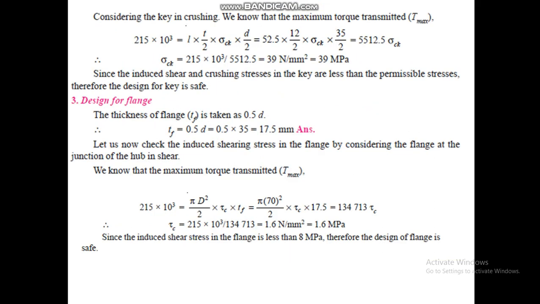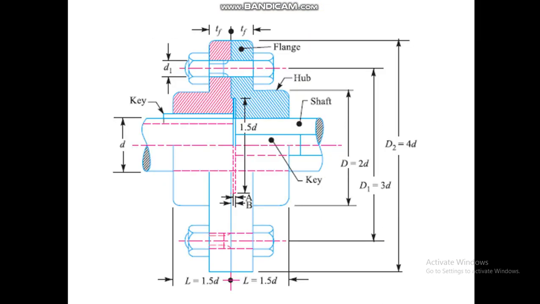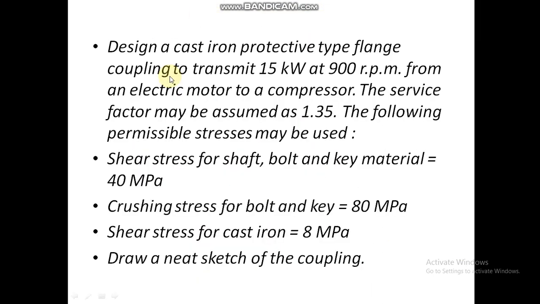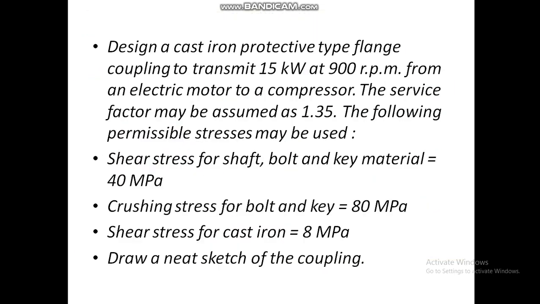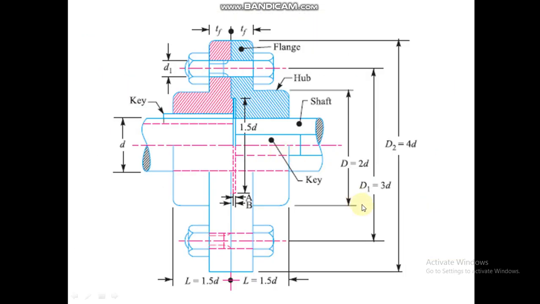So first of all, let's see the diagram. This small d1, suppose it is the diameter of the bolt, and this diameter of the bolt you have to find. Let the diameter of the shaft be 35. For a 35 diameter shaft, the number of bolts you will select is 3. The pitch circle diameter of the bolt, that is d1, is equal to 3d. This is the pitch circle dia, and this is 3d.